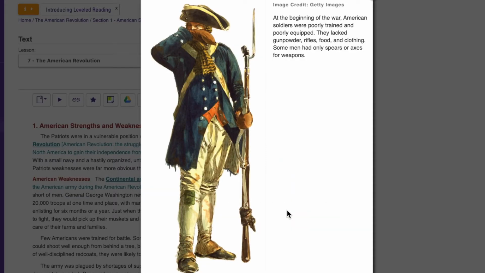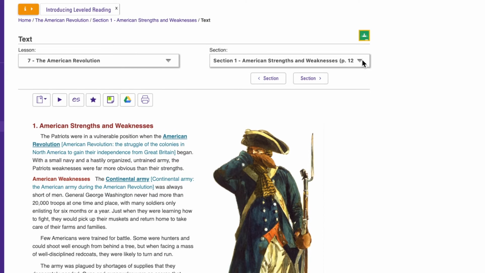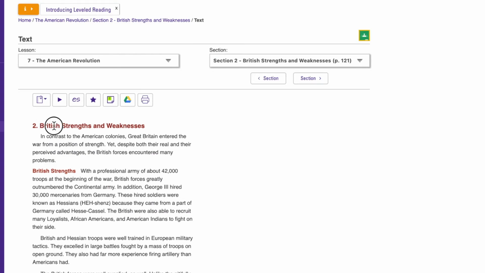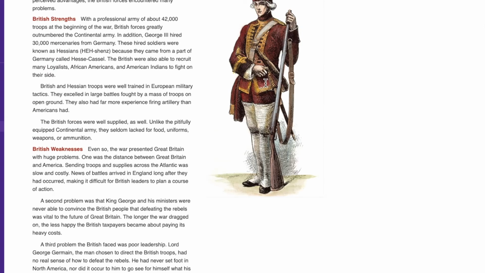There's a photo. You would take a look at the photo. Then you would go to section 2 and do the same thing. The whole thing is going to take about 2 minutes. You're going to read the titles. You're going to look at the photo.